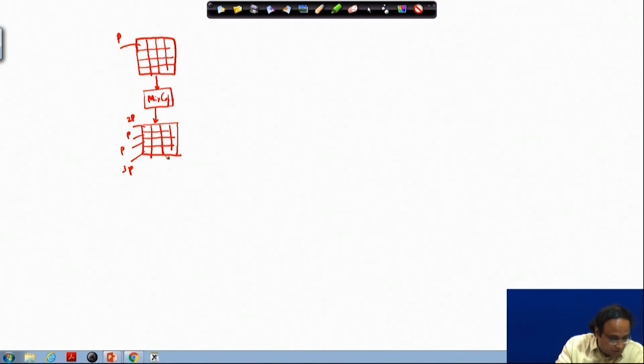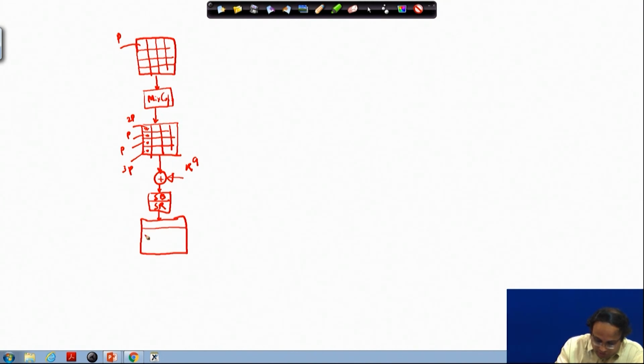And then you have the XOR of the 9th round key. So this is your K9 which comes into play, and then you have the sub bytes, which I am writing as SB, and shift rows. Remember the 9th round has shift rows. Because of the shift rows, these bytes get spread out. So how do they get spread out?